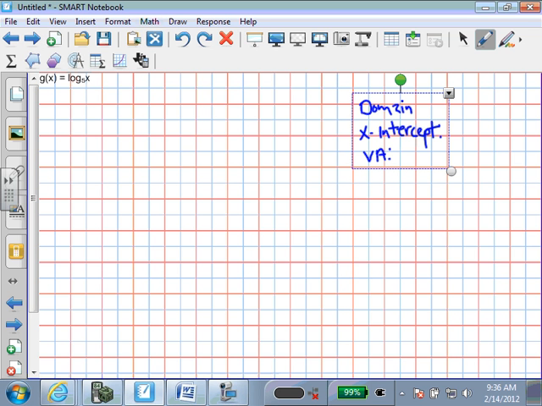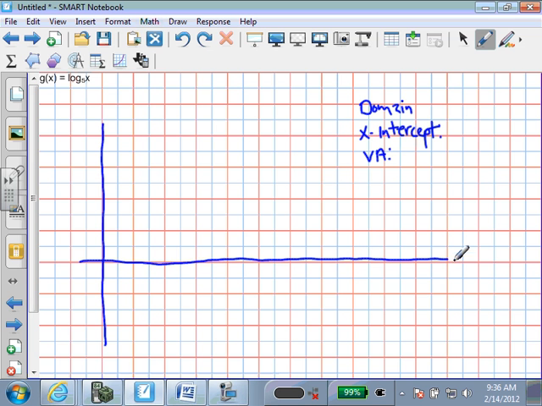Let's try a different base. Let's try a base 5 log. Five to what power is 1? 5 to the 0 power is 1. 5 to what power is 2? Nothing. 5 to what power is 3? Well, there is something, but it's just not pretty. 5 to what power is 4? No. 5 to what power is 5? Well, 5 to the first power is 5.